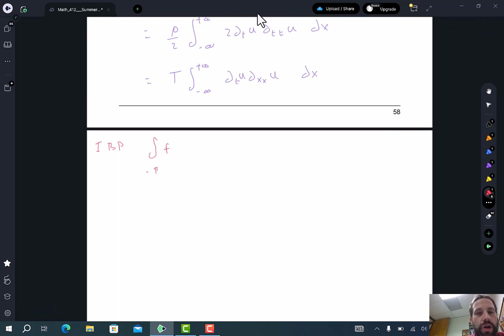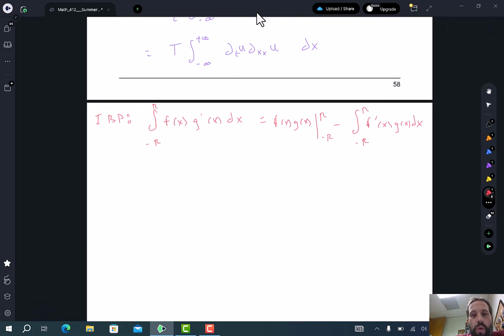let's say from minus r to r, of f of x times g prime of x dx, this is equal to f of x g of x, and we're going to evaluate this from minus r to r, minus the integral from minus r to r of f prime of x g of x dx.